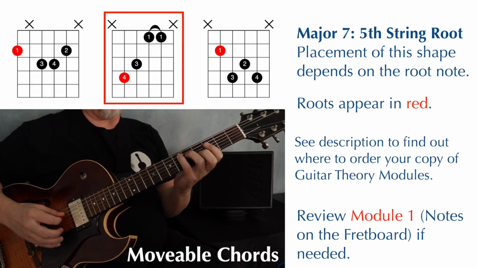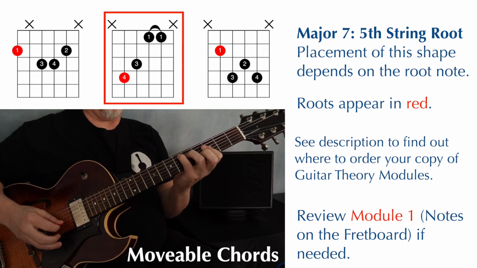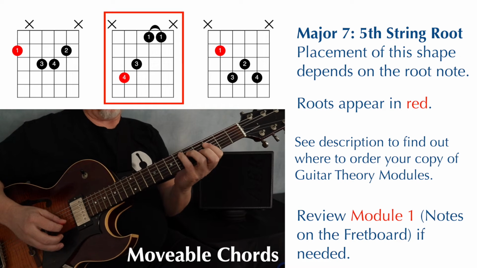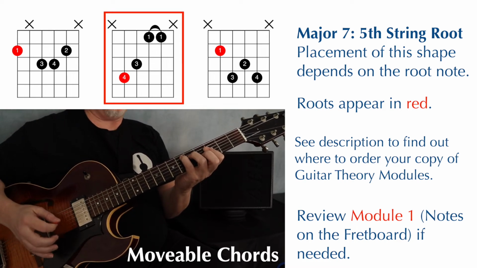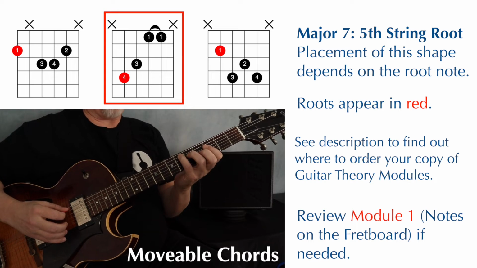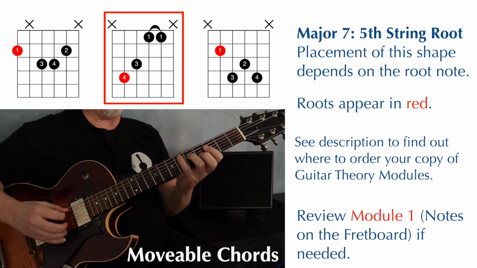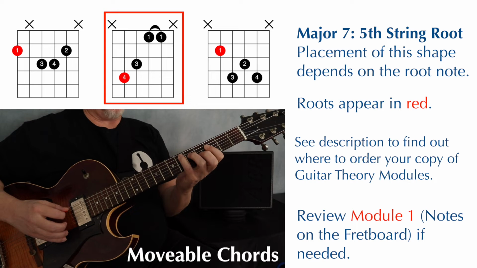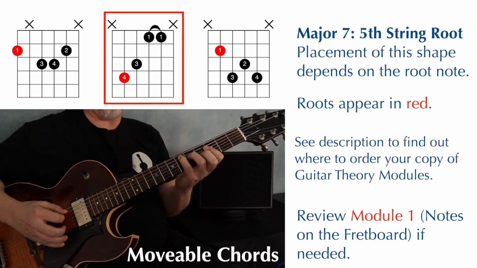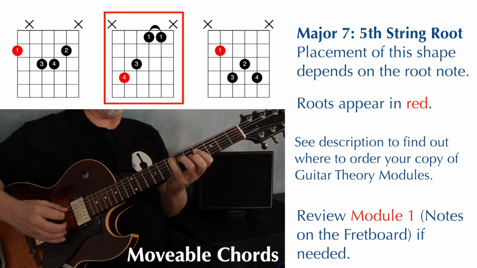Here's a major 7 shape you can play with the root on the 5th string. Finger 4, 3, 1, and 1. So your first finger is going to be barring strings 2 and 3. This is an E flat major 7 that I'm playing because I'm placing the root of the shape on the E flat, string 5, fret 6. If I were to move it up 1 fret, it would be an E major 7.